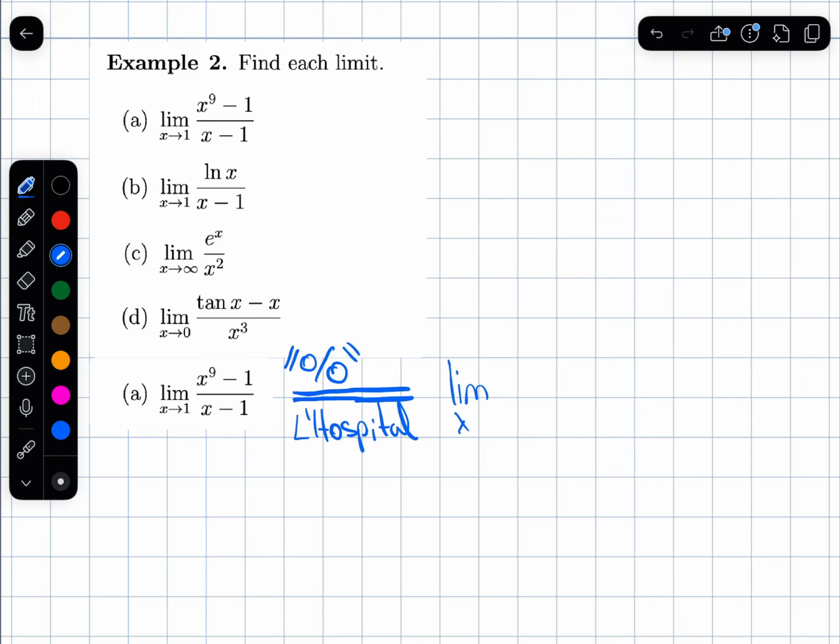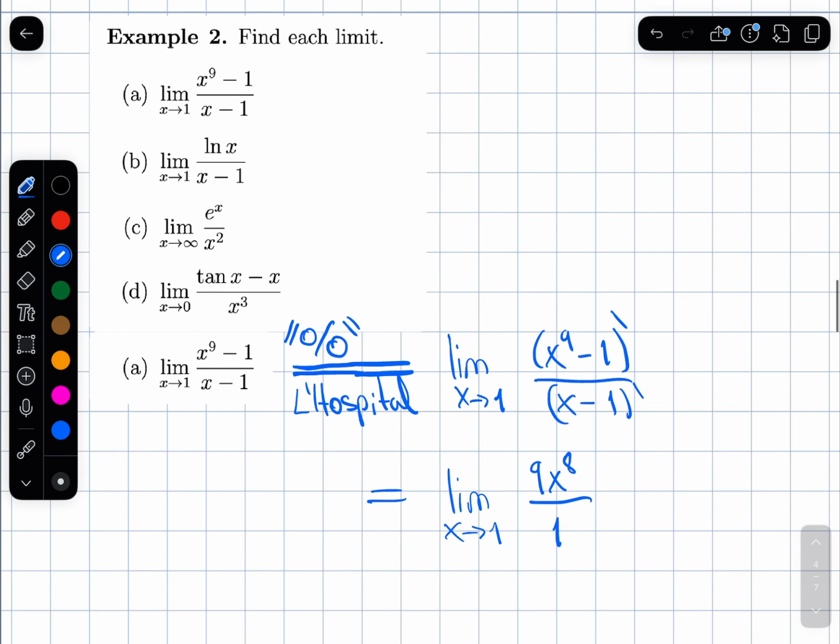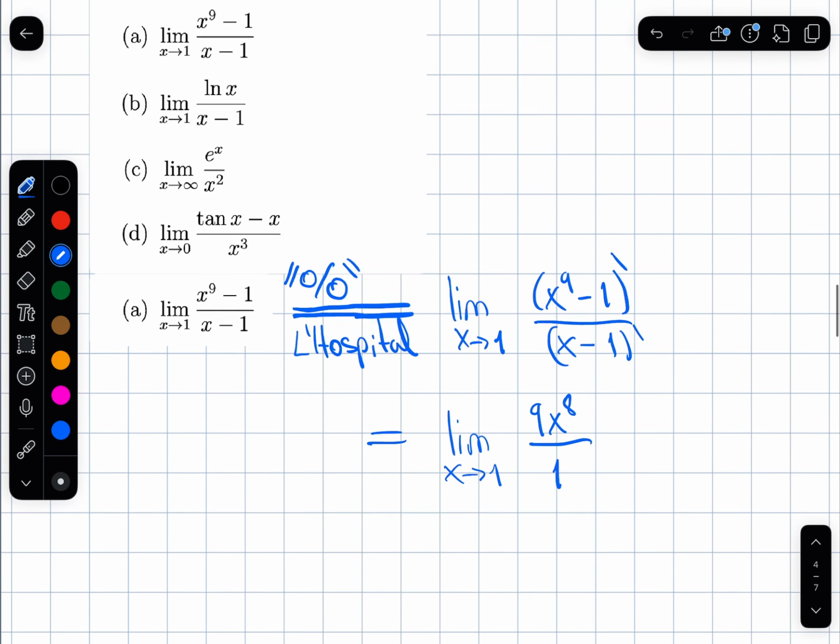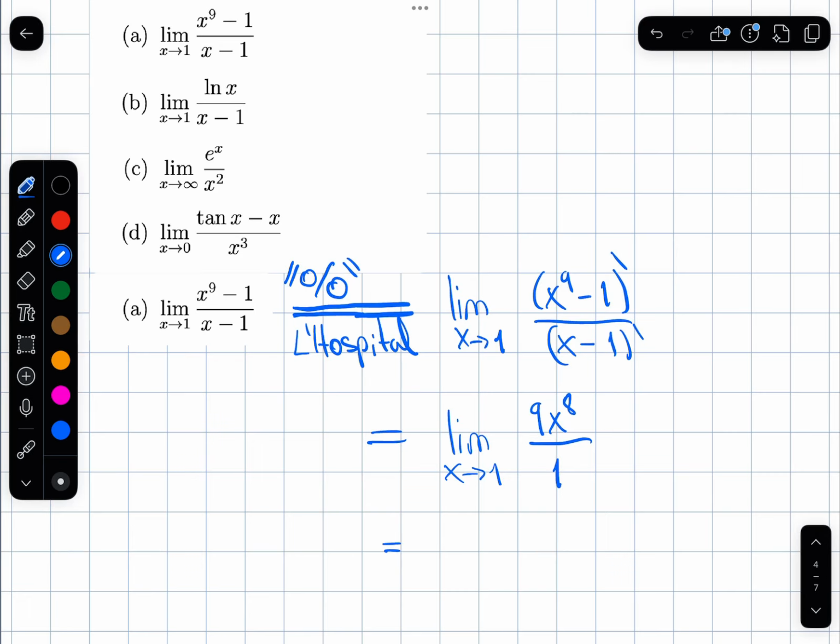And what does the rule say? The rule says that as long as I'm able to differentiate both functions and the limit on the right exists, I can take the derivative of the top. So I'm going to take the derivative of x to the power 9 minus 1, and the derivative of x minus 1, like so. This is 9x to the power 8 and 1. Not quotient rule again, just taking each derivative separately. And then that will be 1.